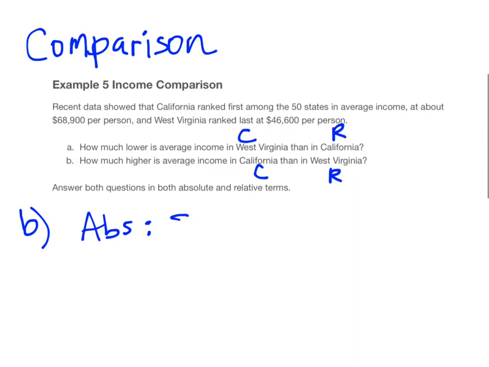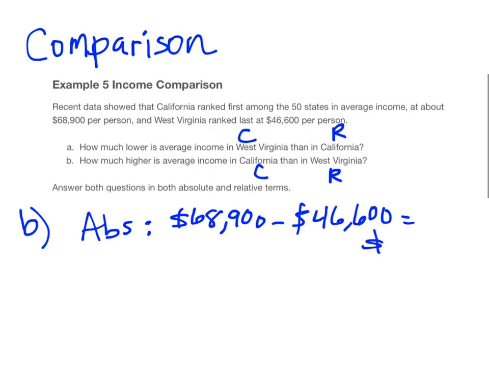So this is going to be 68,900 minus 46,600, and we're going to get 22,300. Okay, so that makes sense. It's the same difference, just without a negative sign.